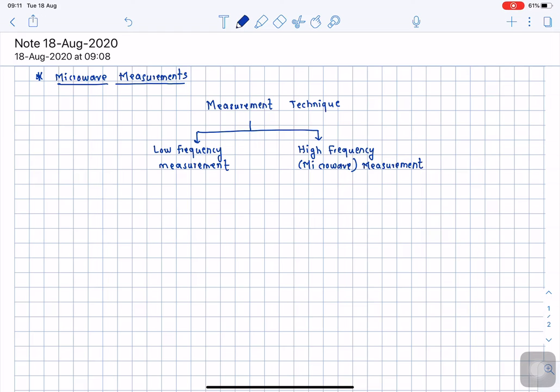So if you consider the low frequency measurement, a signal which is having lower frequency, and you want to measure that signal in terms of various types of parameters, normally in a low frequency signal the measurement is restricted up to certain circuit parameters. So here the specialty of low frequency measurement is that the measurement is limited to circuit parameters. And we already know how the circuit parameters are described.